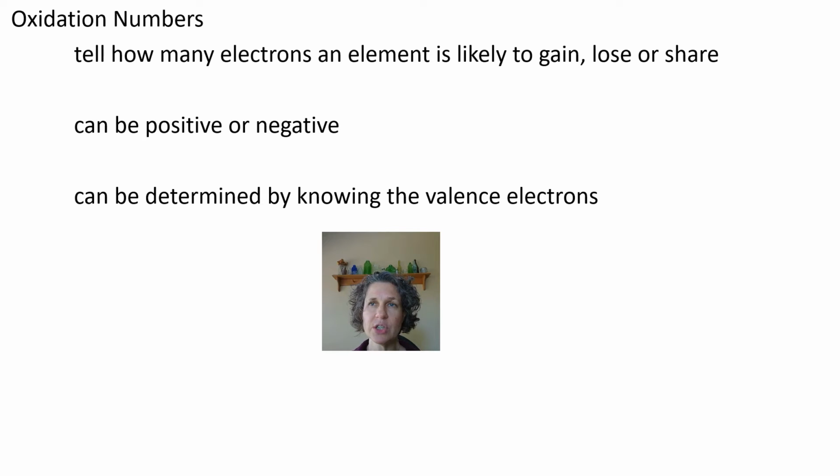Okay, so now oxidation numbers. We haven't talked about these yet, but we've started dealing with them when we've talked about how the electrons are transferred or shared. And in the last chapter, when we did the ionic bonds, and we showed the transfer of electrons, and then we did like the +1 if it lost one electron, or the -1 if it gained one. Those are referred to sometimes as the charge or the oxidation numbers, and they tell how many electrons an element is likely to lose or gain or share.